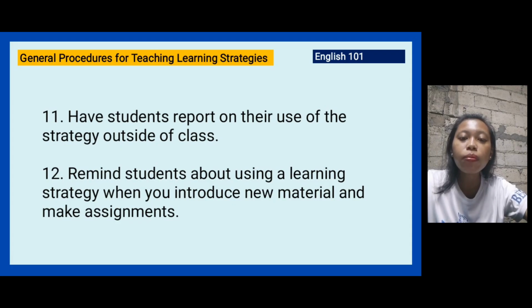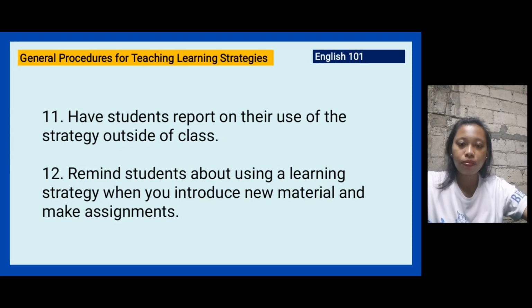And number 12, remind students about using a learning strategy when you introduce new material and make assignments. You have to encourage students to keep applying the strategies they've learned whenever they face new lessons or assignments. Why? Because it reinforces habits and keeps students aware of how to learn effectively.